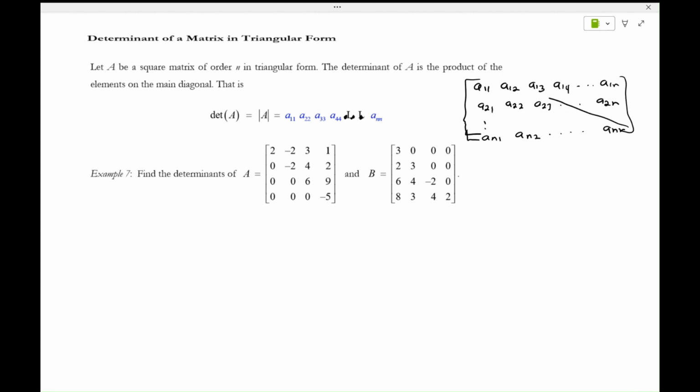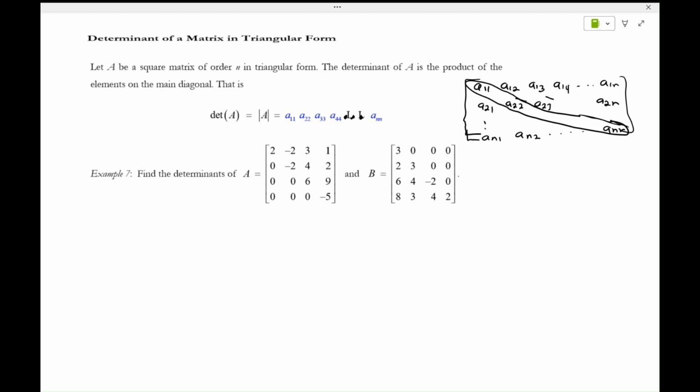So these elements here, A11, A22, up to Ann, are called the elements in the main diagonal, right? Okay, now let's look at example 7. It says find the determinant of this. So you are given a matrix, and you need to check: is the matrix in triangular form?